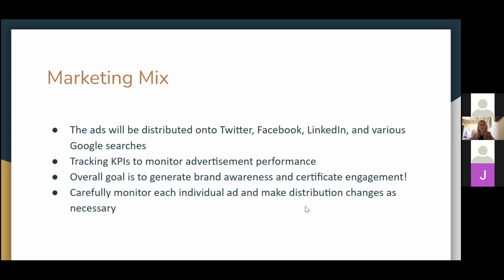While tracking the success, it's important to keep in mind that our overall goal is to generate brand awareness and certificate engagement. And while the ads are running, we also need to monitor each individual ad and make distribution changes as necessary. For example, if one ad is doing better on LinkedIn in comparison to Facebook, we will make adjustments as necessary, and this will save NISM so much time and money in the future. So next we'll be going into the ads.